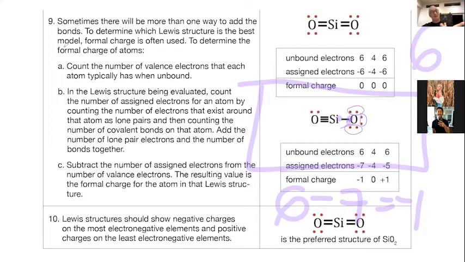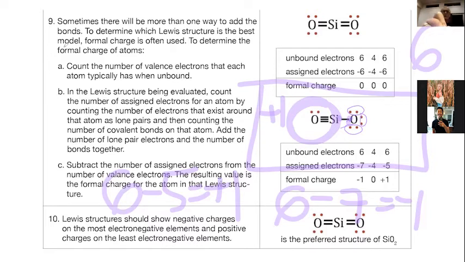Now the opposite happens to the other oxygen. This oxygen here, we see it has 2 electrons as a lone pair, and 1, 2, 3 in bonds. So that one has a total of 5. We expect it to have 6. So 6 minus 5 equals +1. So that would have a charge of +1.